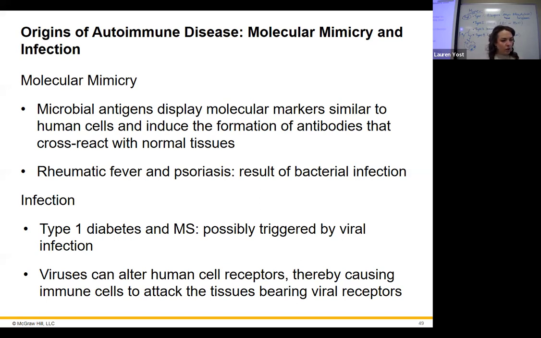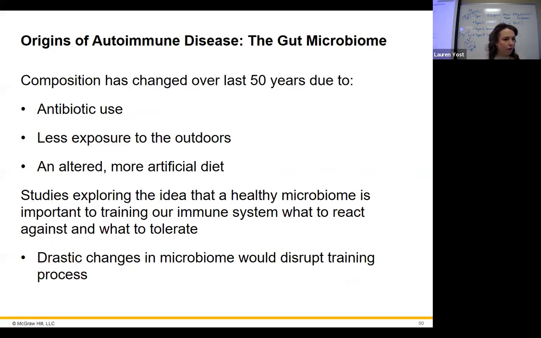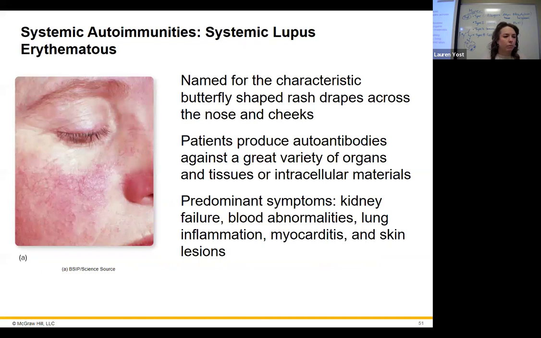Other infections associated with this: type 1 diabetes might be, and MS, multiple sclerosis, can be triggered by viral infection. Just depends. We also think that the gut microbiome is basically crap nowadays and isn't training our body correctly the way that it should. We eat crap. We don't go outside as much as we used to. We're not as exposed to the outside. You know, we use a lot of antibiotics, stuff like that. So our gut biome that is supposed to be training our system isn't working the way that it would.